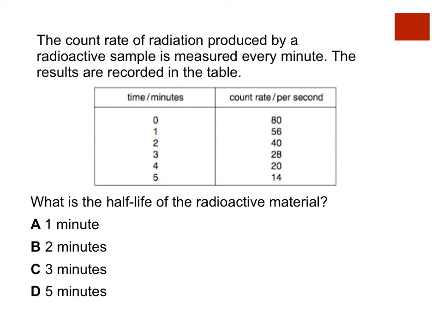Okay, if we take a look at the count rate, I have 80 to start with, and then it goes down to 40. That takes 2 minutes. If I go from 40 down to 20, it takes another 2 minutes. Notice that I could also go from 56 to 28, 28 to 14. It should work. So no matter what, my answer will be 2 minutes.